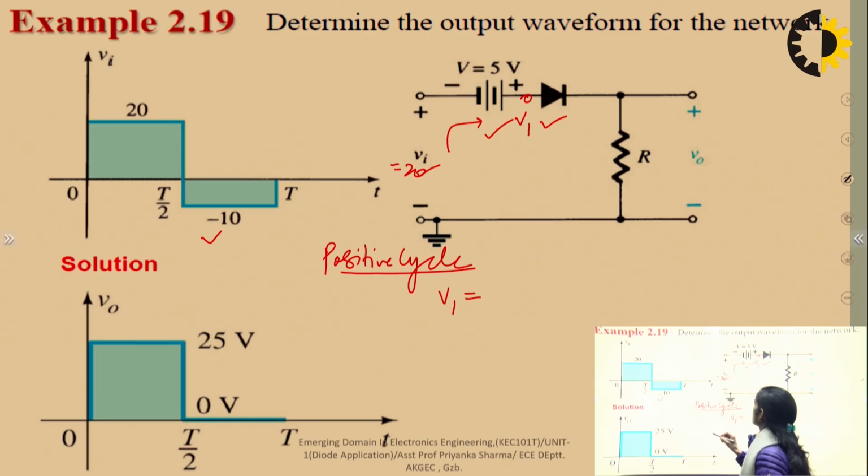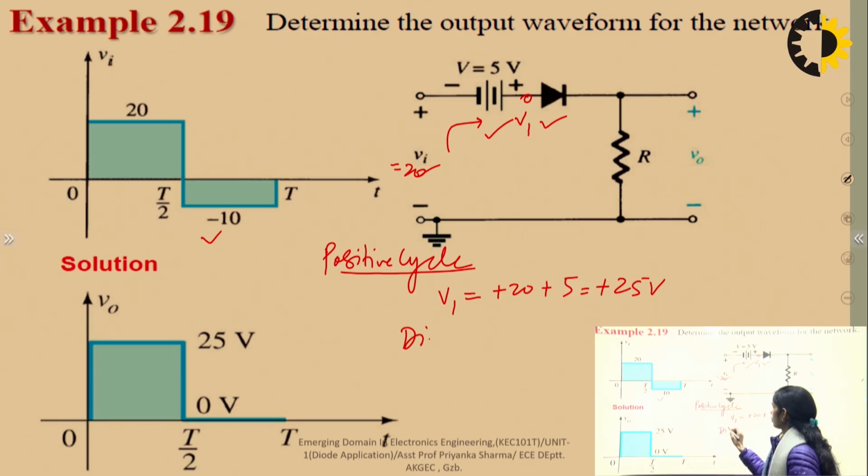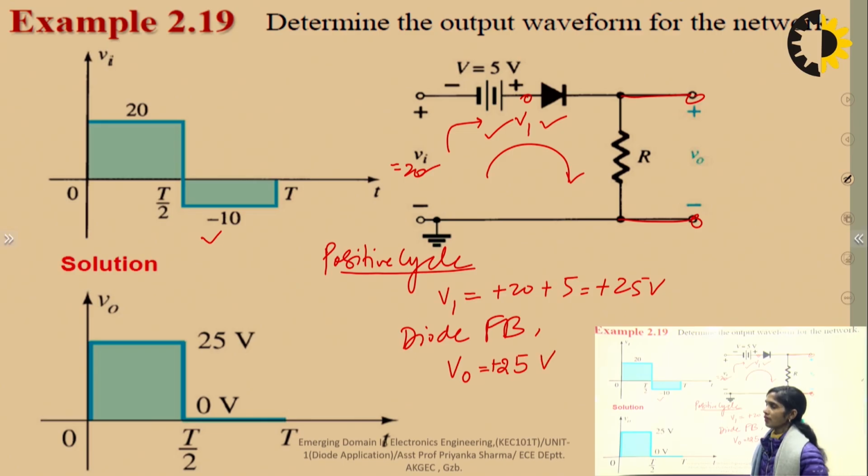V1 will be taken as plus 20 minus 2 plus 20, and this is 5 volt, that is plus 25 volt. So this plus 25 volt is going to make the diode forward biased. If the diode is forward biased, again the current starts flowing. If the current starts flowing, we can obtain the output across Vout. So what is the output we will get here? Vout will come out to be 25 volt for the positive cycle. So this we have obtained in the output here.